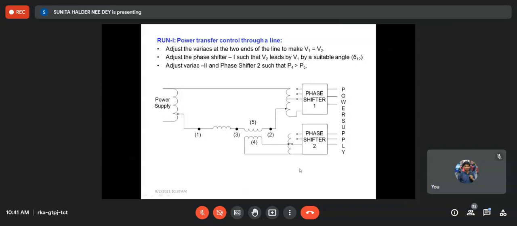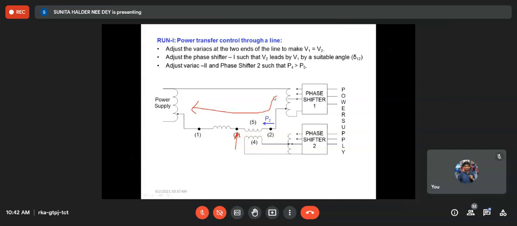So what will happen if the voltage V2 is leading V1? That means power is transferred in this direction, because voltage magnitudes are the same on both sides. Adjust variac 2 and the phase shifter such that P4 is greater than P5. That means you ensure the voltage injection, right? Then we have to take the readings of different voltages at different nodes and power at different points.